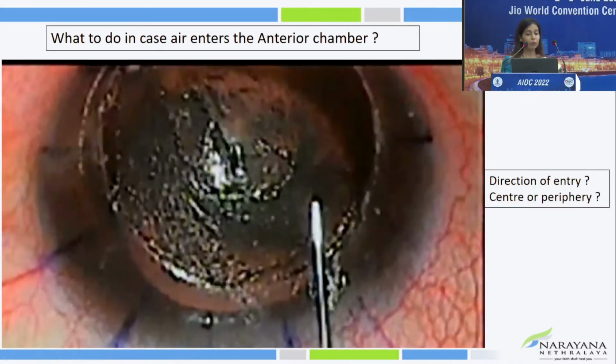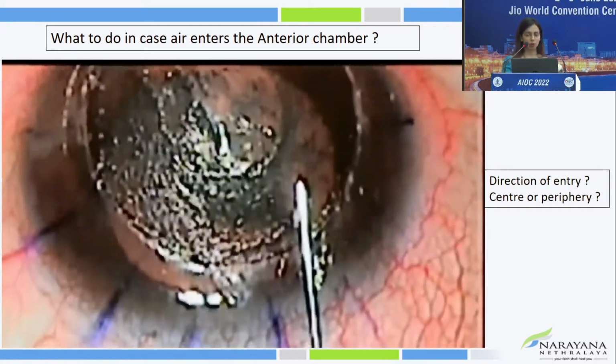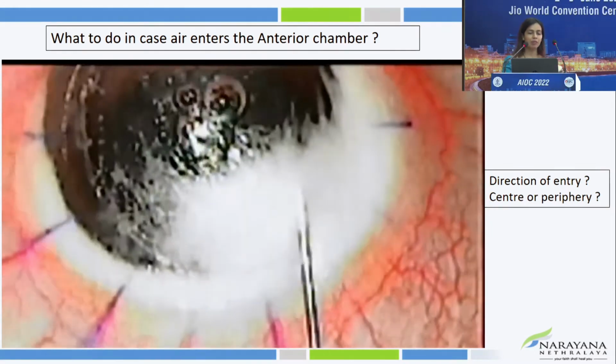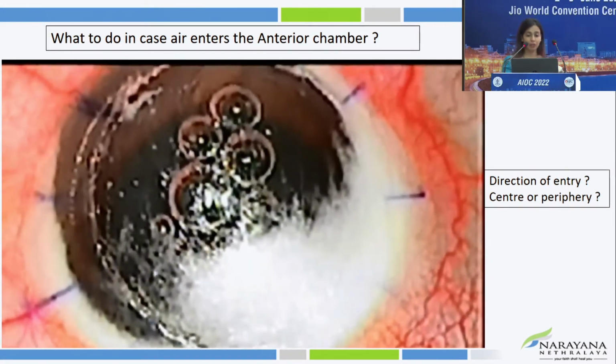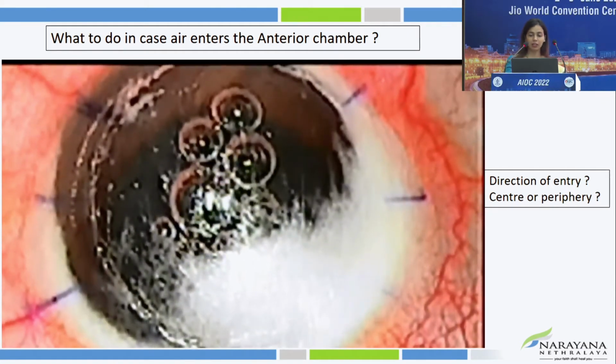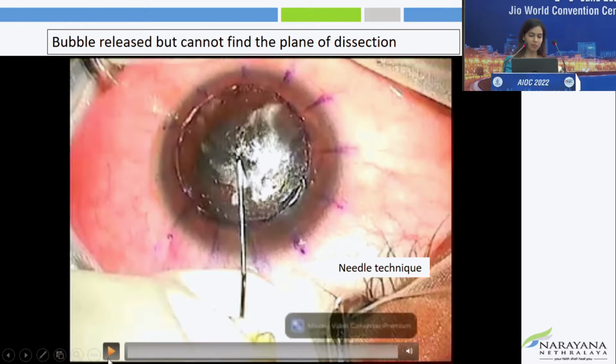When the air enters the anterior chamber, you have to make sure that it's not a perforation. So if the air comes in from the periphery, you know that it's just passed through all around and come through the trap. But if it's come directly into the center, you would suspect that you've had a microperforation and should probably take it a little more conservatively.